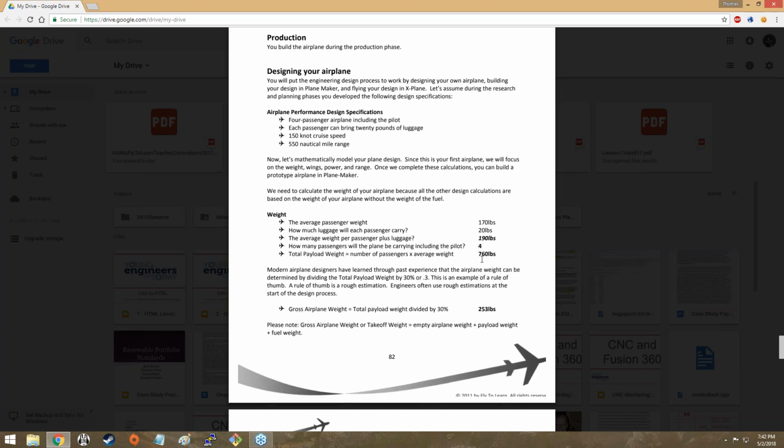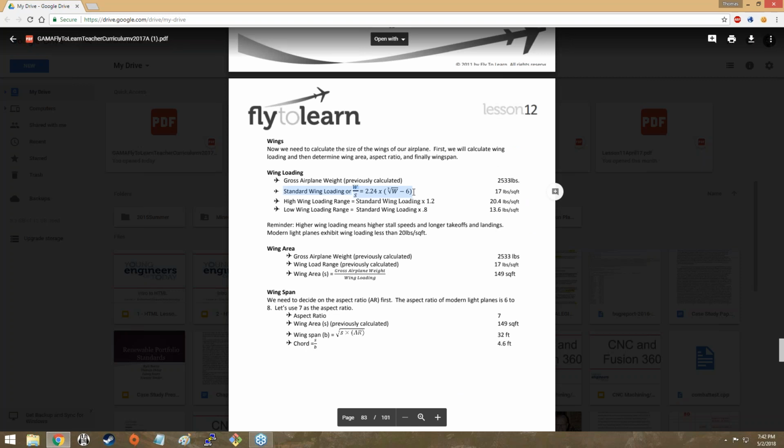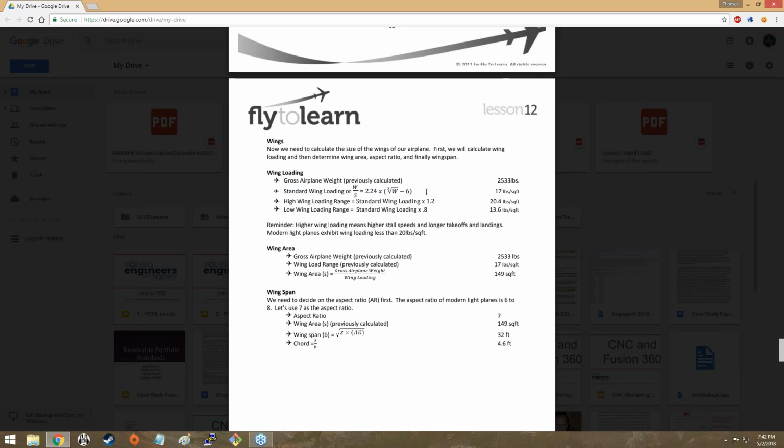The gross airplane weight, using this equation right here, gives us the wing loading, which is how much weight each square foot of wing has to lift. That one's a little bit more complex. We take the gross weight and take the cube root of it. It's like the square root, but to the power of 3 instead of the power of 2. Subtract 6 from that value, and multiply it by 2.24.